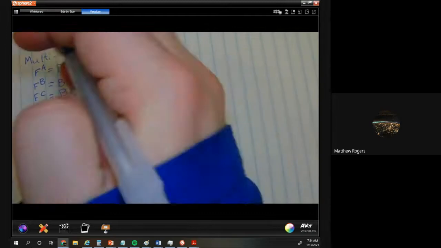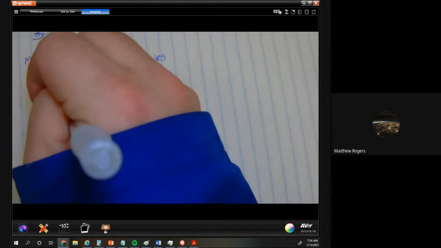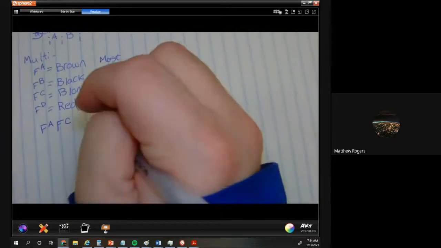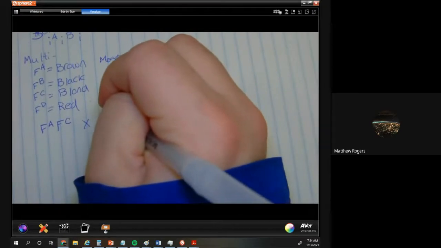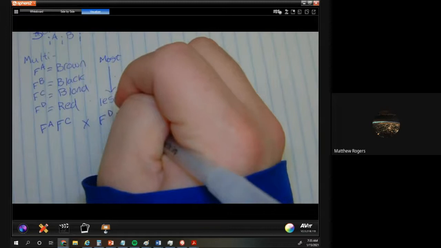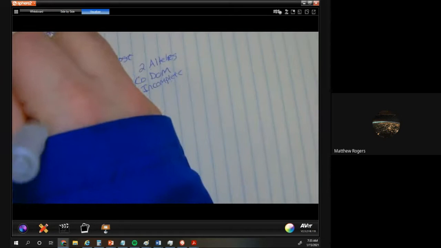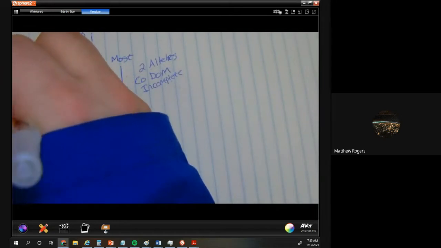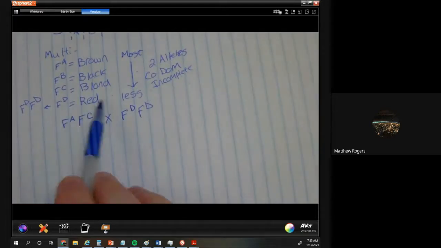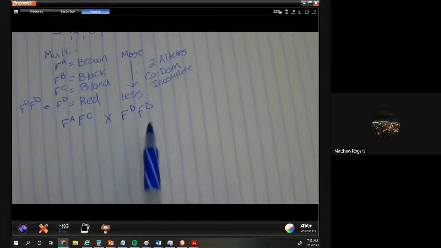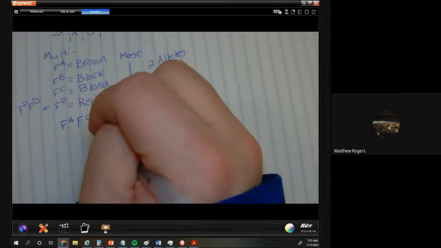Anyways, so we'll say somebody that is FA FC, so brown and blonde, crosses with someone that is FD FD. The only way in this question, and they'll tell you these things, to get red hair is to be FD FD. So this person would have straight red hair right here. This mom does. The dad is a mixture of brown and blonde. So we go through.